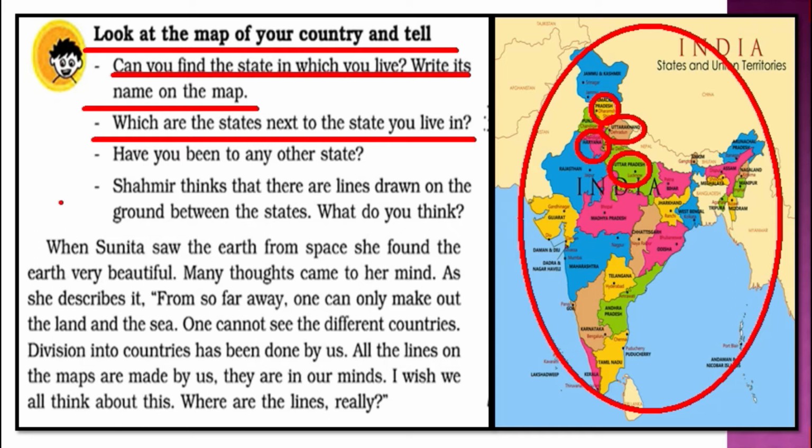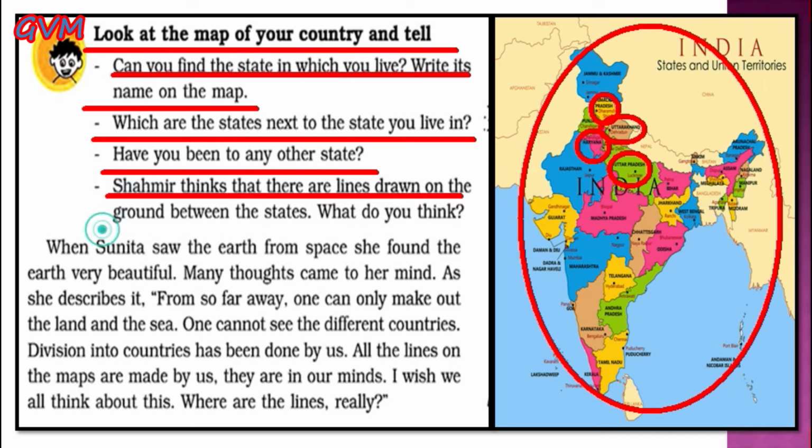Now students, the next question is, have you been to any other state? In this question you have to answer if you have ever been to any other state. If yes, then you have to write down here yes, and with this you also have to mention the name of that state.